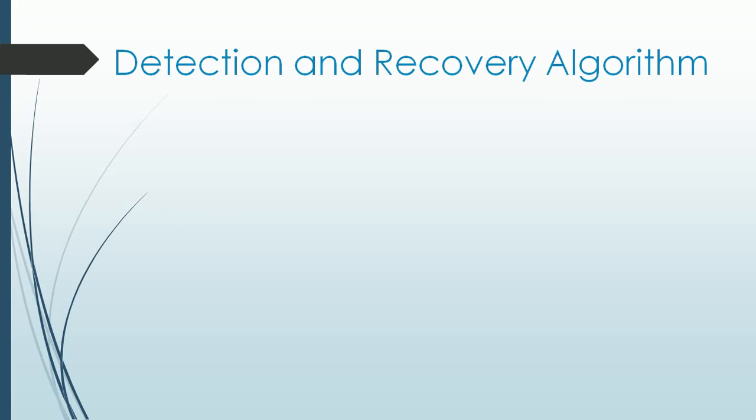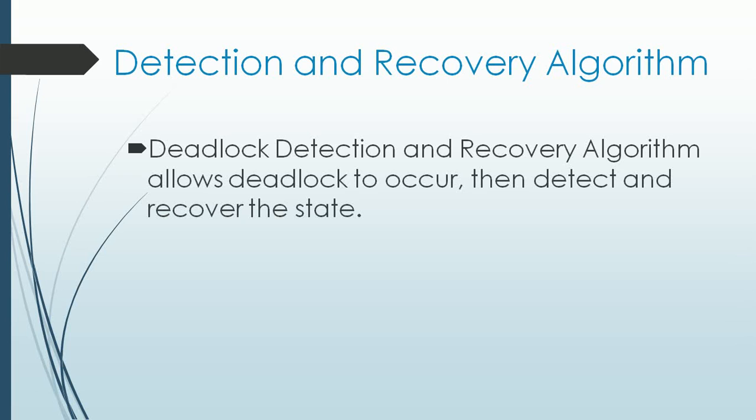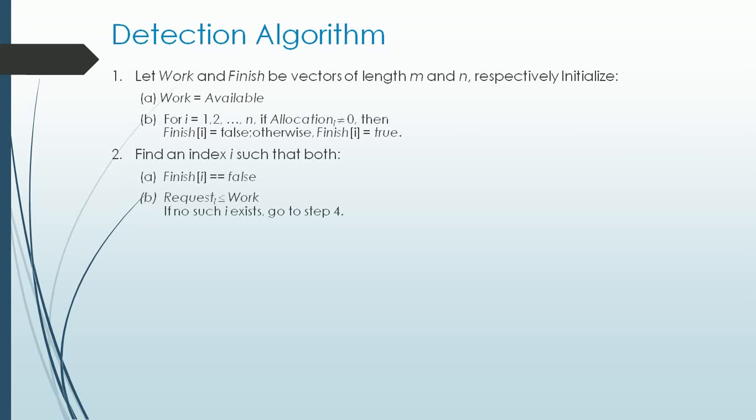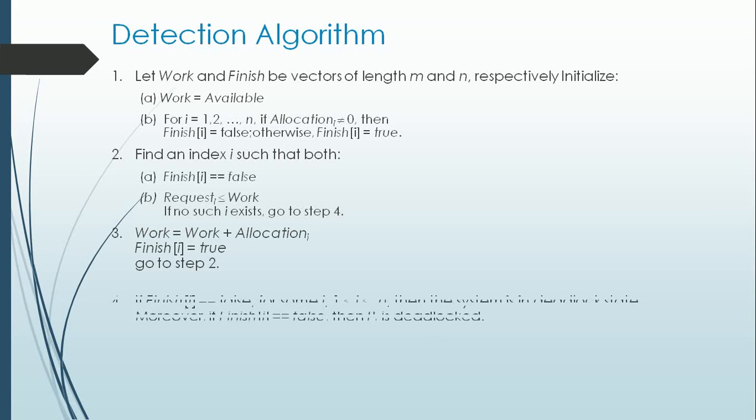Deadlock detection and recovery algorithm. This algorithm allows deadlock to occur, then detects and recovers the state. Let work and finish be vectors of length m and n, respectively, and initialize. Find an index i such that both a) finish[i] is equal to false and b) request[i] is greater than or equal to work. If finish is equal to true, go back to step 2 and repeat the process. If no such i exists, go to step 4, where the system is now in a deadlock state.